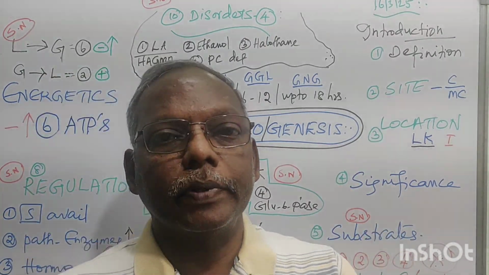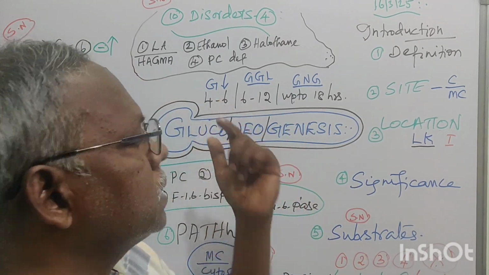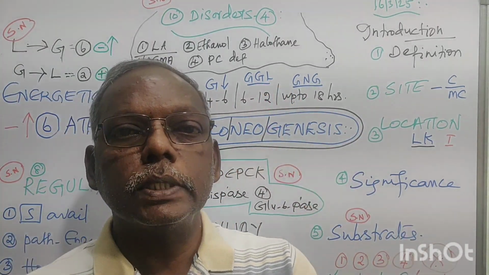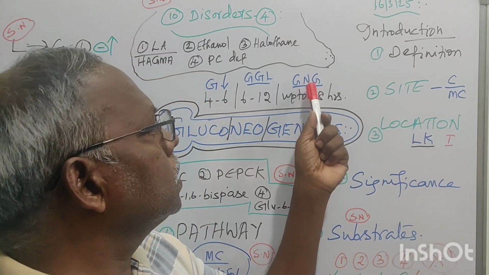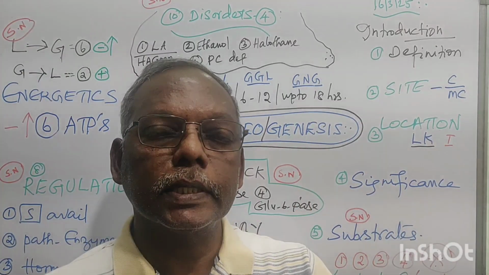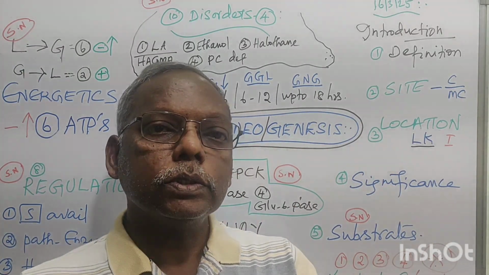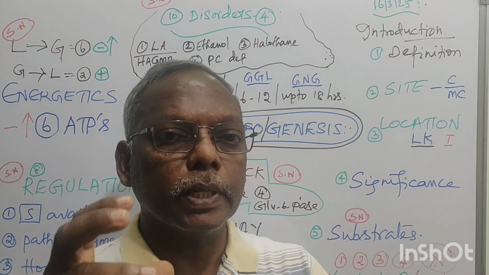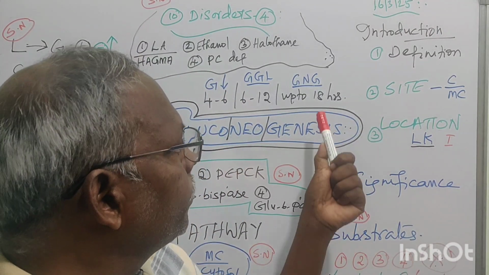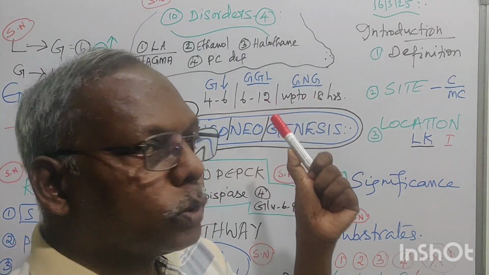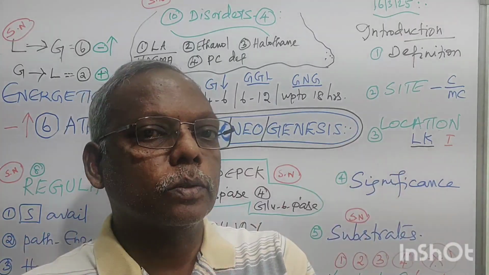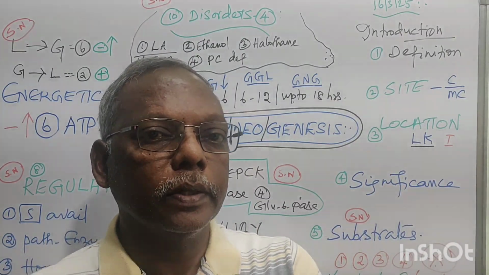What are all the significances? We know the first reaction that gives energy is glycolysis. Second is glycogenolysis, both from liver. Third one is gluconeogenesis. Actually, without glucose, gluconeogenesis comes for the rescue of blood glucose. Up to 12 hours or 18 hours glycogenolysis will take place. After that, gluconeogenesis will come for the supply of glucose.